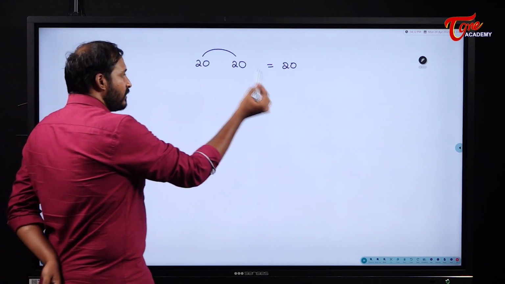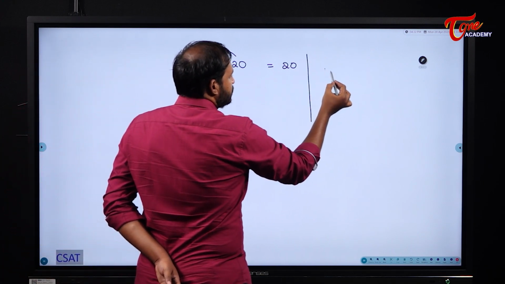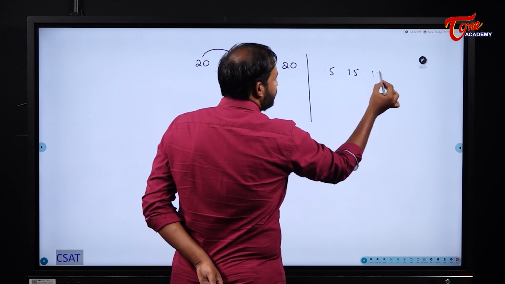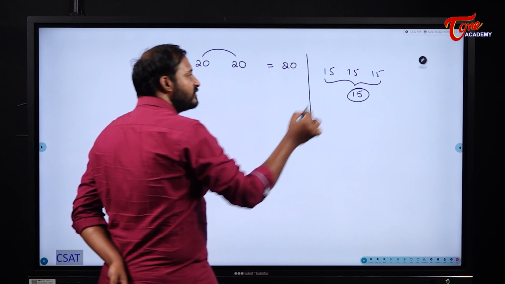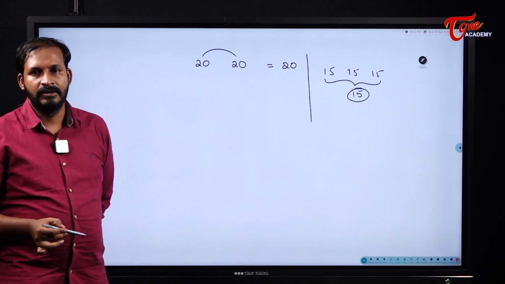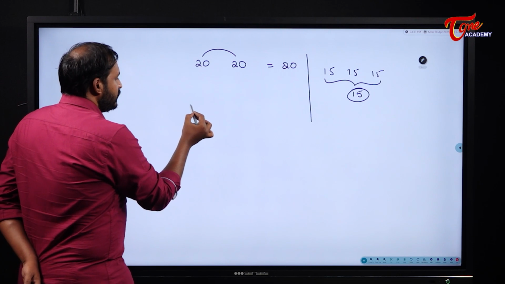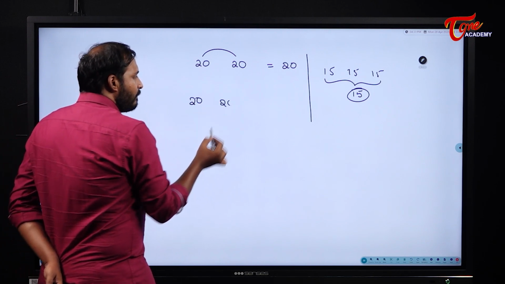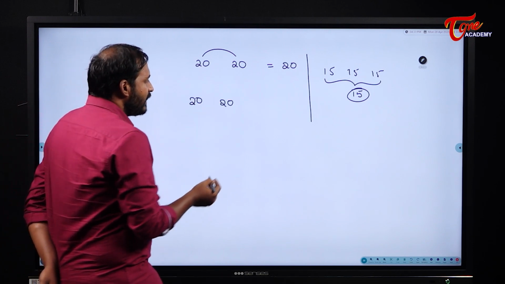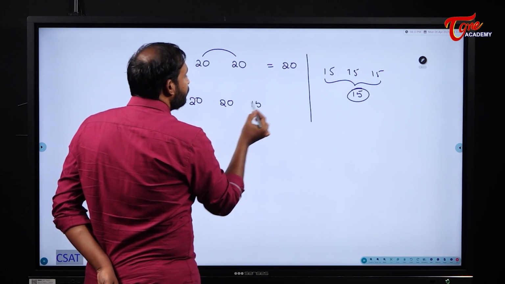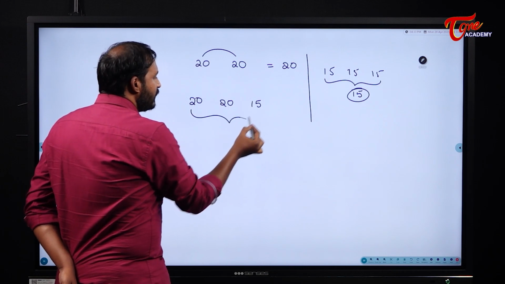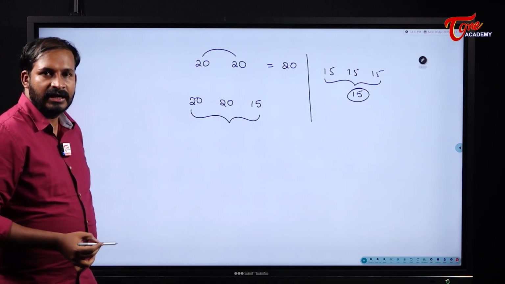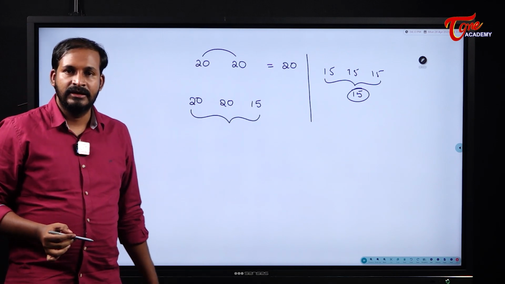For example, if there is one more set like this, 15, 15, 15, what will be the average of these, students? 15. What is the reason? All the values are equal to 15. Okay, good, superb. Now, to this 20 and 20, please observe here, students. Now I will add 15 to this group. Now what will be the average of the new data?